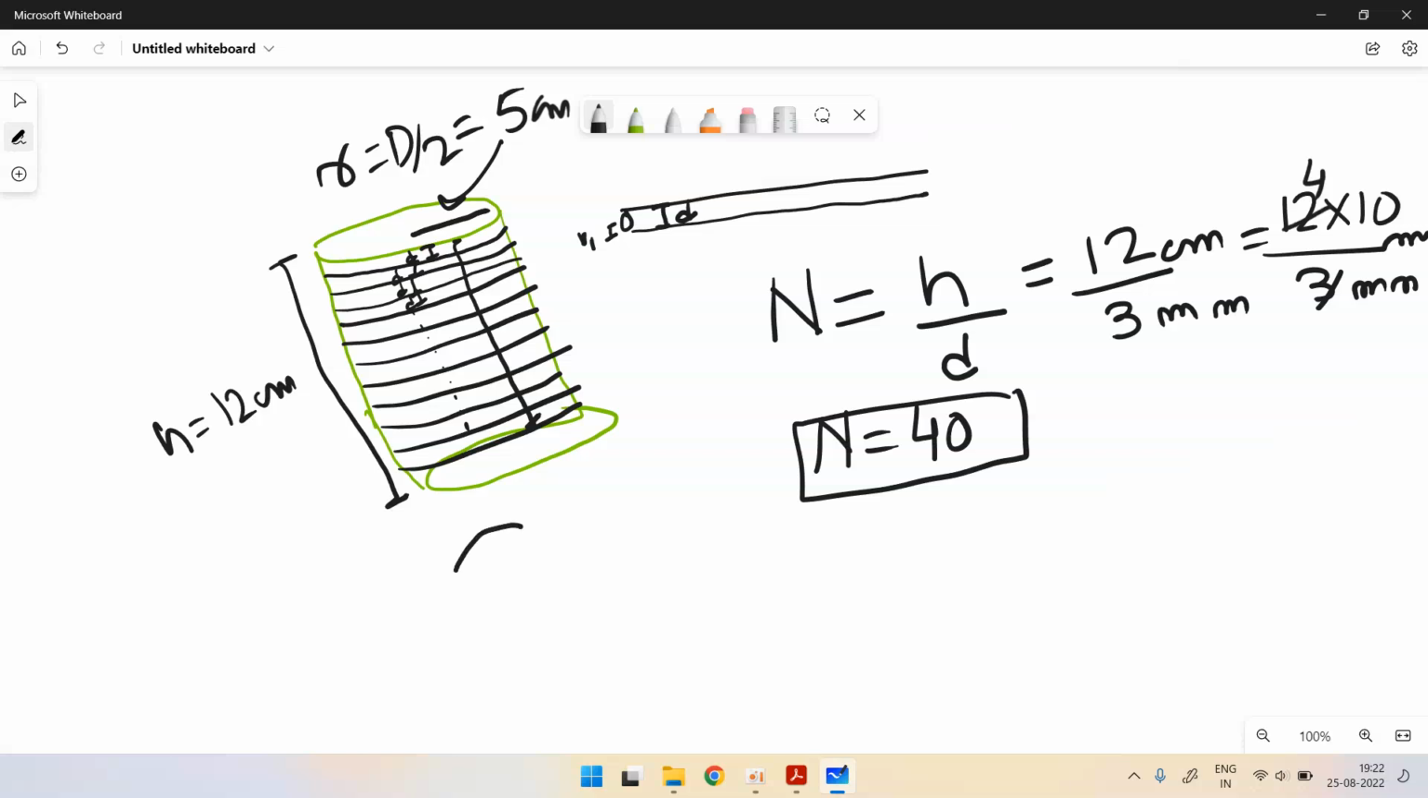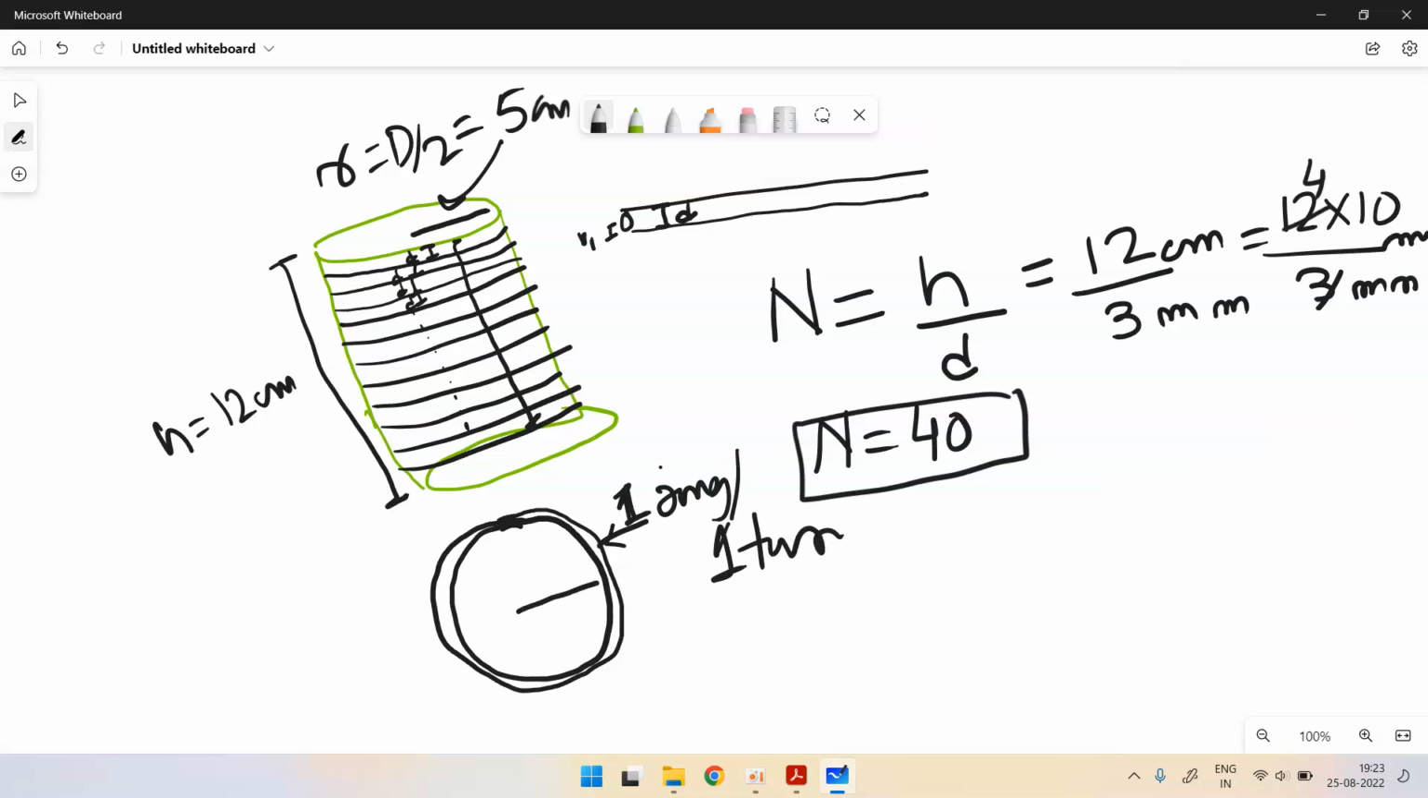Now, if you view it from the top, you will see this thing. So, the length of this one ring, or one turn, equals the circumference based on the radius of this cylinder, which is d by 2, r equal to 5 centimeter. Total length of this one turn, I will denote with small l, will be 2 pi r. You can take 2 pi r because I have taken this r.